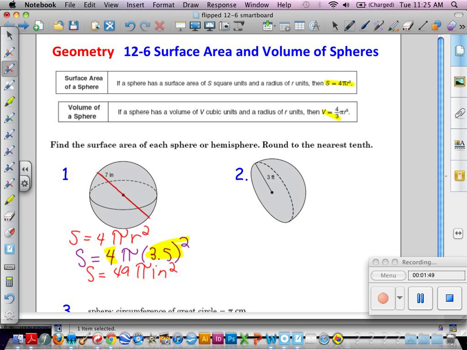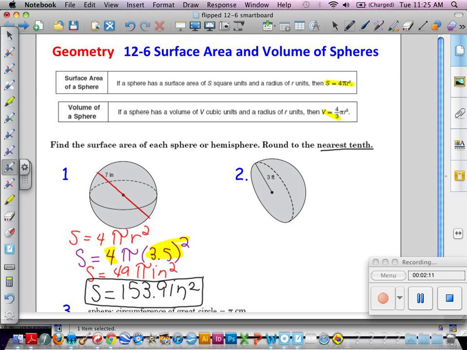The book in this example says round to the tenth, so you can go ahead and punch that all directly in your calculator, and then round to the tenth. When I punch that in, I get 153.9 inches squared. Box in your answers, communicating what your answer is.